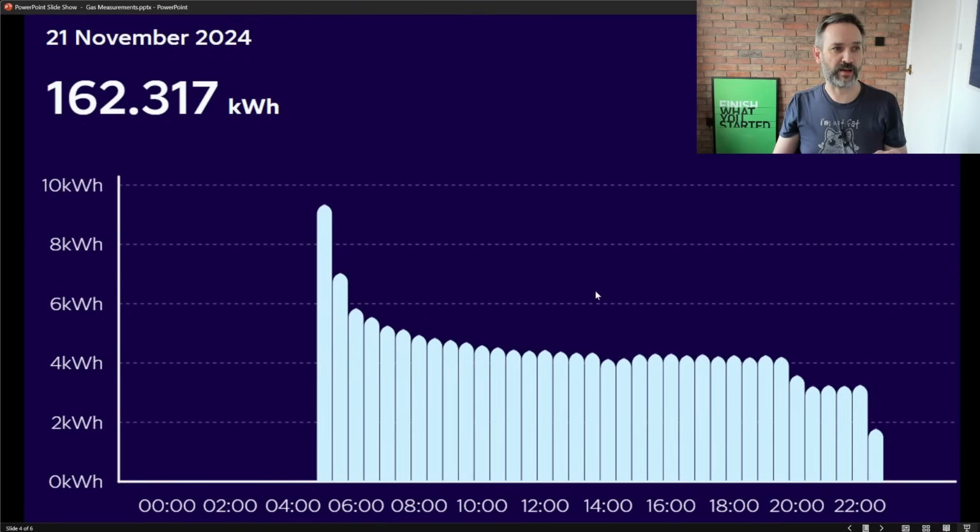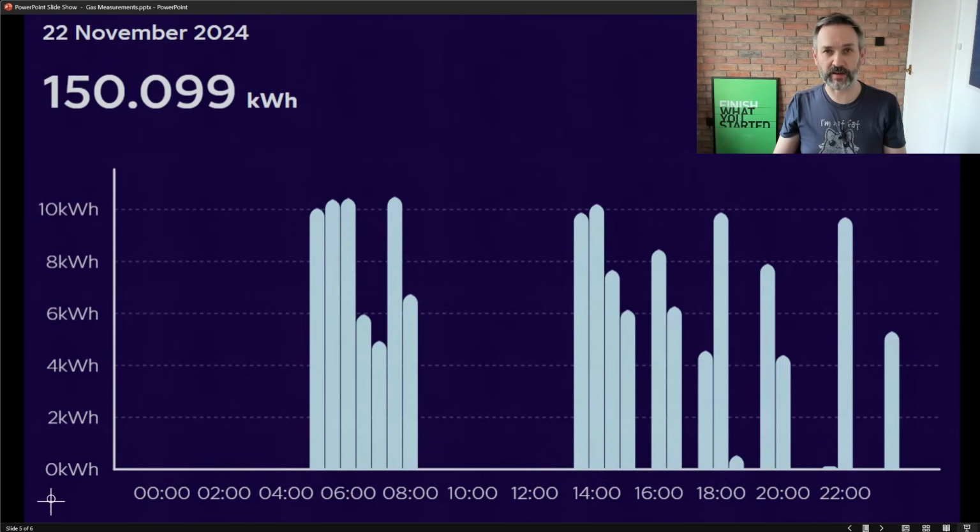If we contrast that to the Friday, which is the first day I ran the 70 degree flow, you can see that in the first 3 hours, the boiler actually consumed 58 kilowatt hours of gas, using at its peak about 10 kilowatt hours every 30 minutes. The difference, as you can see, is quite staggering.